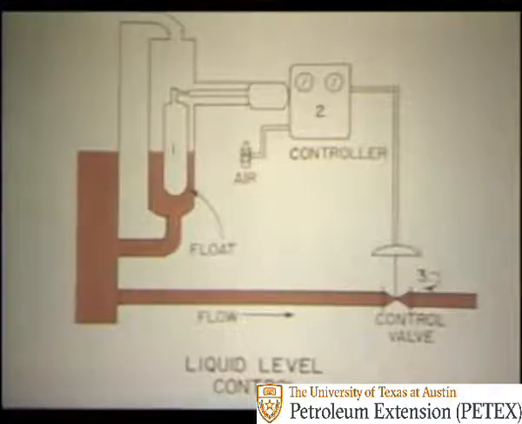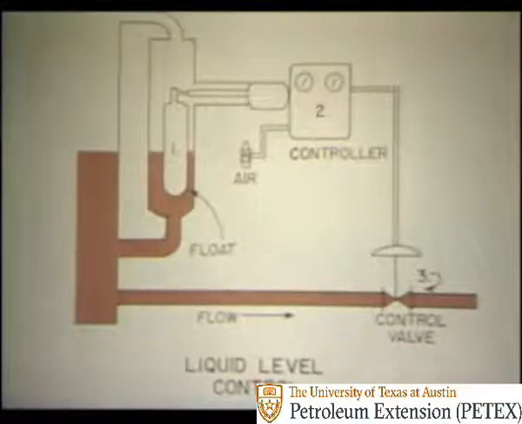You now are looking at an arrangement of a liquid level control consisting of a float, a controller, and a control valve. This type of level control is used to maintain a constant level at all times in the vessel. This liquid level control works in the following manner.